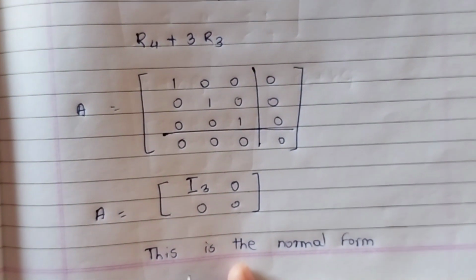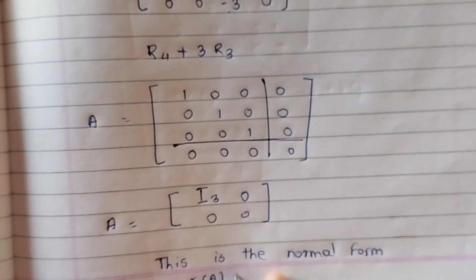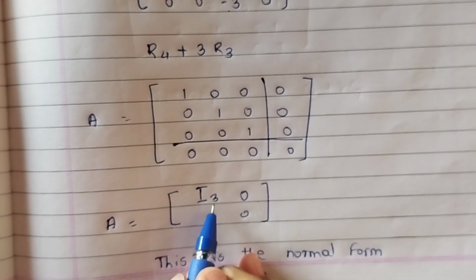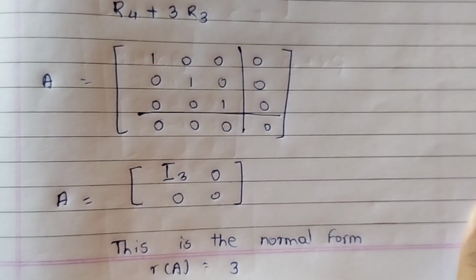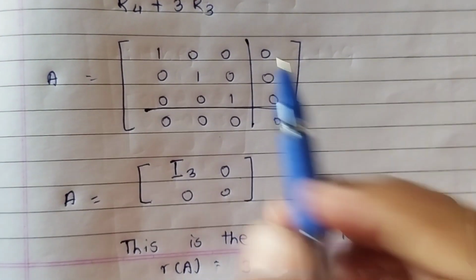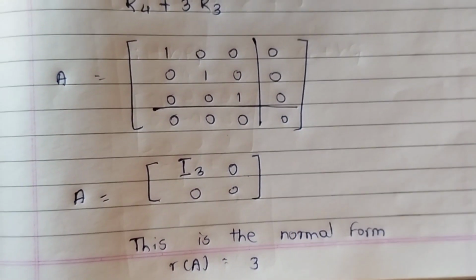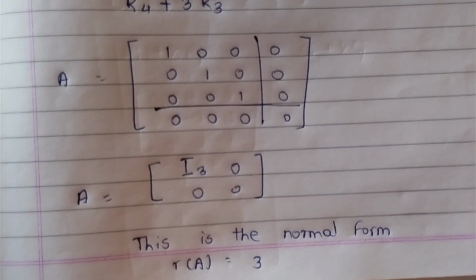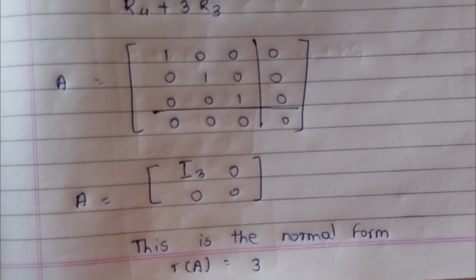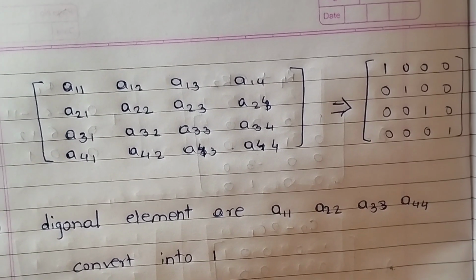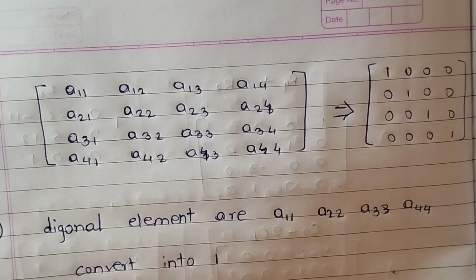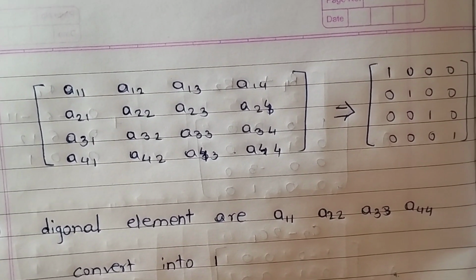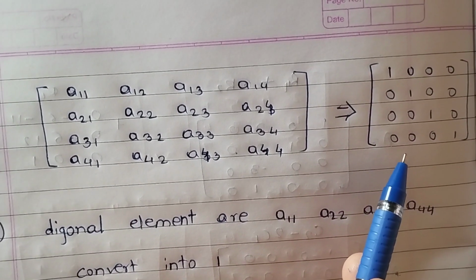And the rank of A is 3, because the non-zero rows in the given matrix are 3. I hope you all have an idea of how to convert the given matrix into the normal form. I hope you all get the steps in your mind.